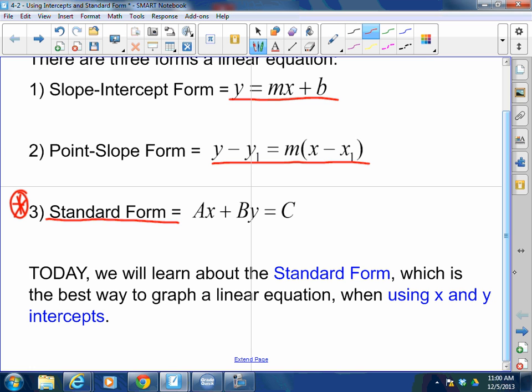So today we will learn about standard form, which is the best way to graph linear equations when using x and y intercepts. These x and y intercepts are very important, and you really have to pay attention today to understand how to find intercepts and what they actually mean, okay? But let's walk before we run.